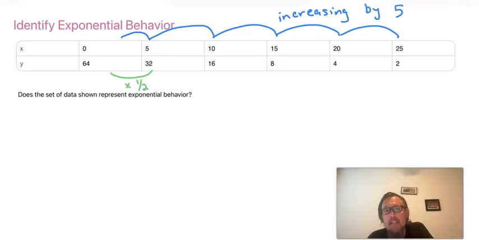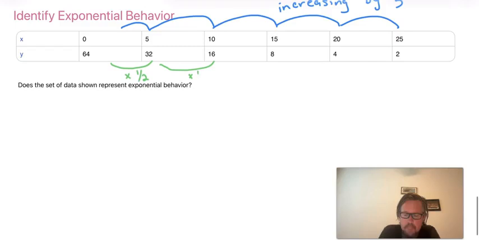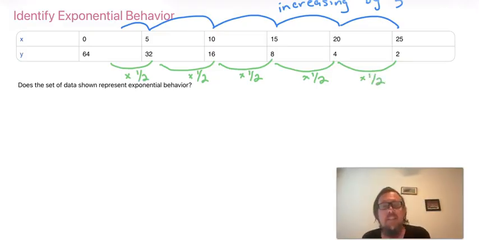Now let's see if that pattern is true all the way across. Is 32 times 1/2 equal to 16? Yes, it is. 16 is half of 32. Is 8 half of 16? Yes, it is. And so on. 4 is half of 8, and 2 is half of 4. So all the way across, the pattern emerges that we are multiplying our y's by half every time. So the answer to the question is, yes, this is exponential.